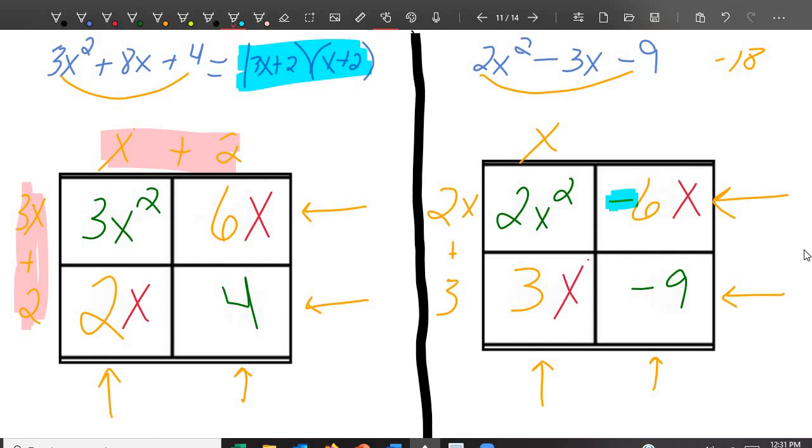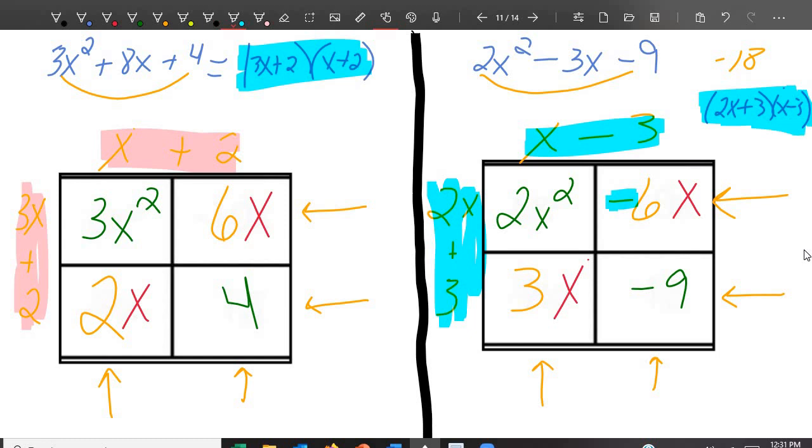The first term is negative, so my GCF is going to be negative. And the question is, negative what? Well, they're both divisible by 3, so we factor out a 3. What's on the left and what's on the right is the factored form. So this factors into, let me rewrite it, 2x plus 3, x minus 3. So this is the answer I'm looking for, and it's exactly the same answer as the other two methods, it's just a different way to do it.